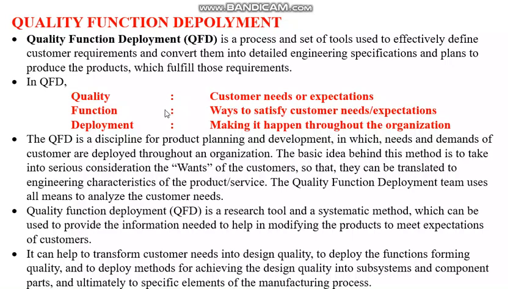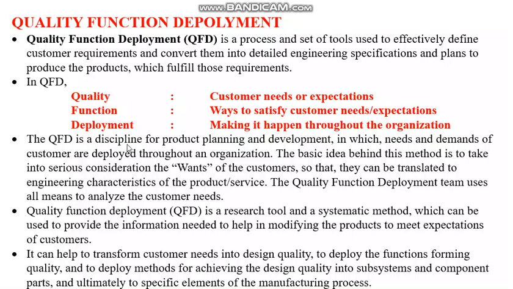Now the word function shows the ways by which, as a company or as a manufacturer, you are satisfying the needs or the expectations of the customer. And deployment means making it happen through the organization. That is, making the ways to satisfy the customer needs happen through the organization. That is quality function deployment.